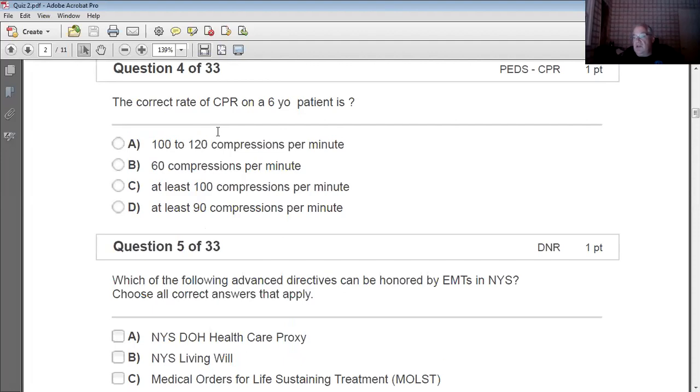Okay, so this was a freebie question, right? The correct rate of CPR on a 6-year-old patient. So we know that the rate of CPR is the same no matter what the age of the patient is.